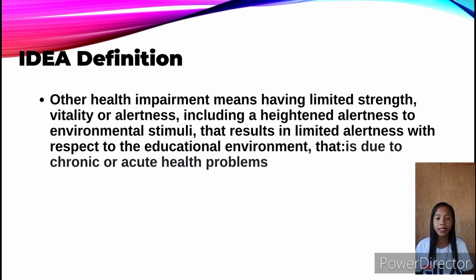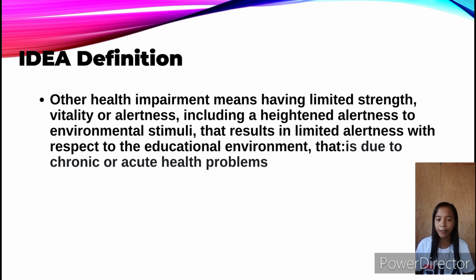Other health impairment means having limited strength, vitality, or alertness, including a heightened alertness to environmental stimuli that result in limited alertness with respect to the educational environment that is due to chronic or acute health problems such as asthma, attention deficit disorder, or attention deficit hyperactivity disorder, diabetes, epilepsy, a heart condition, hemophilia, lead poisoning, leukemia, nephritis, rheumatic fever, sickle cell anemia, and lastly, Tourette's syndrome, and adversely affects a child's educational performance.